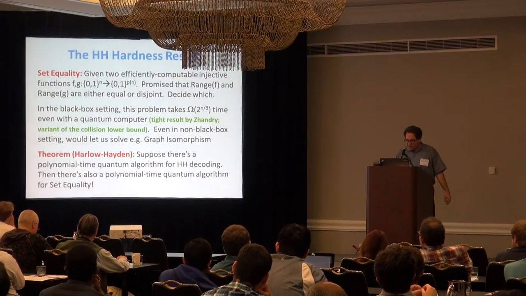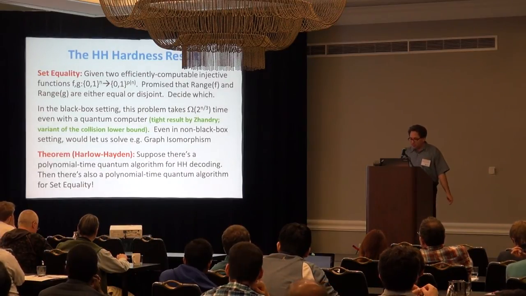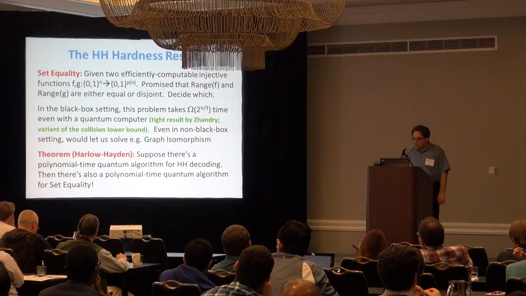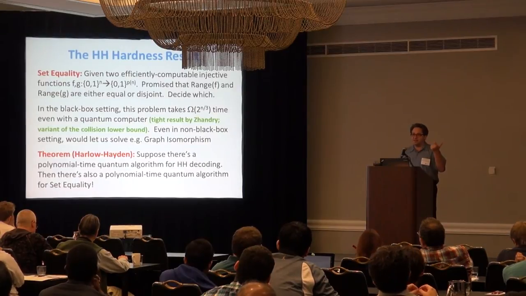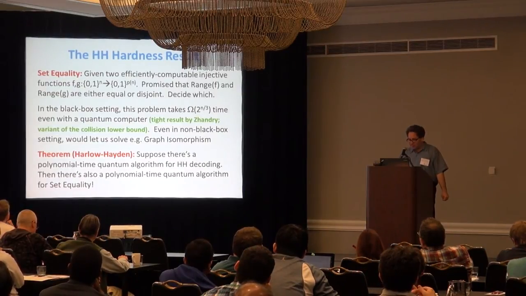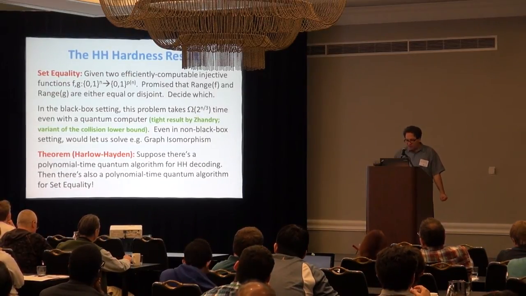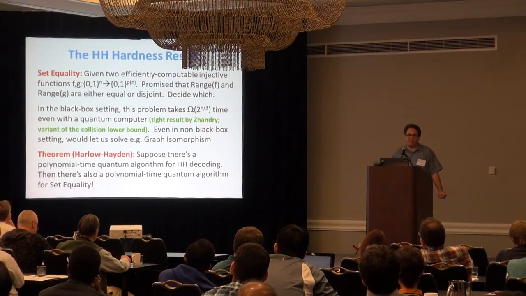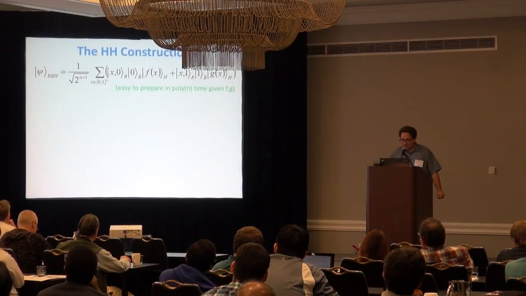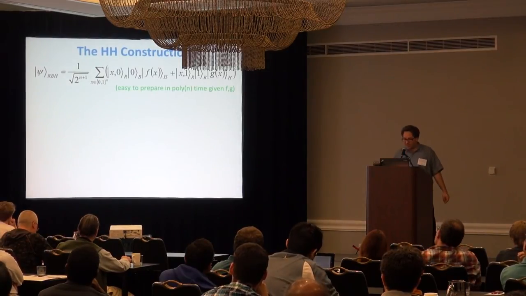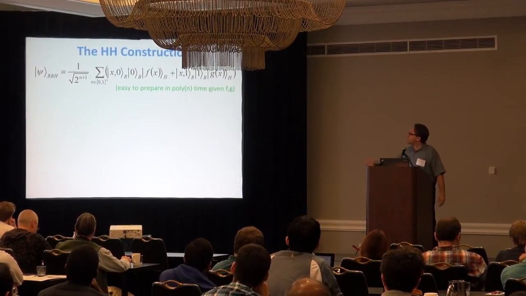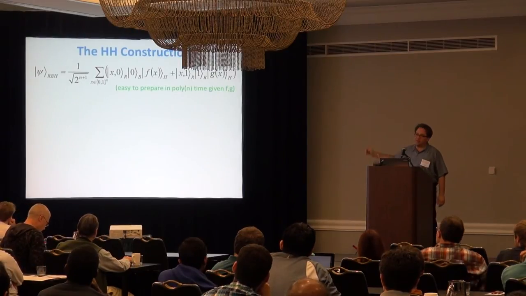Now here's the main theorem of Harlow and Hayden. Suppose that there's a polynomial time quantum algorithm to solve that HH decoding task of distilling the entanglement between R and B. Then there is also a polynomial time quantum algorithm for set equality. The reduction is pretty simple. It involves considering a state like that one there.